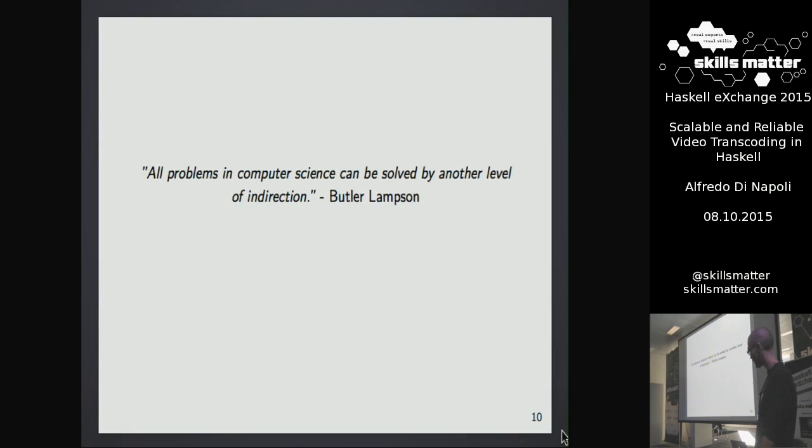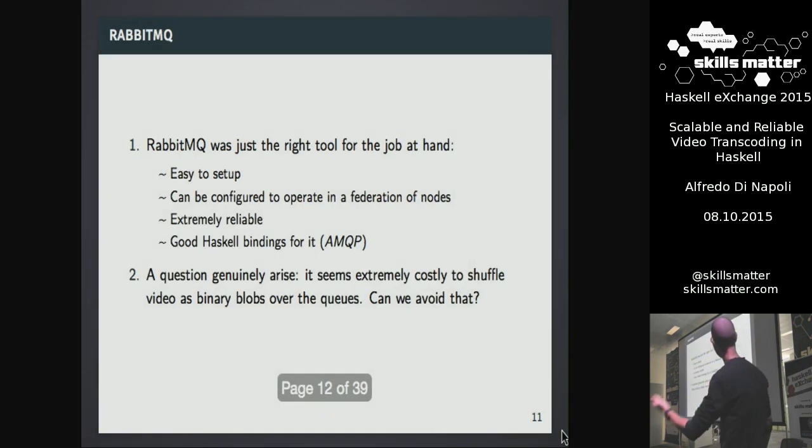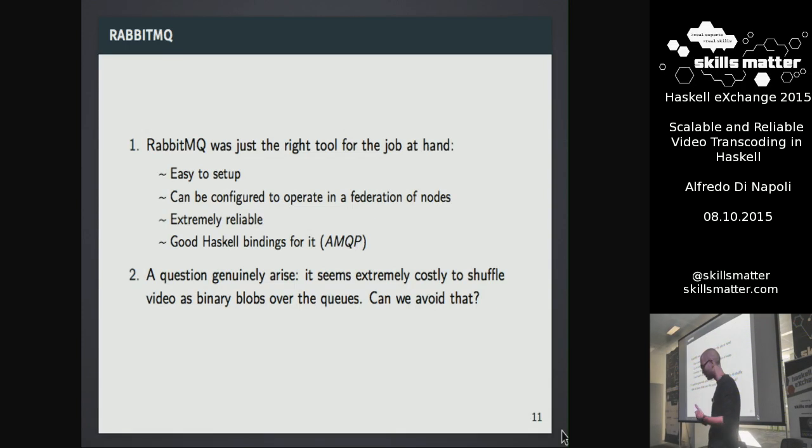And you're familiar with the popular quote from Butler Lampson that all problems in computer science can be solved by adding another level of indirection. So I started to add my level of indirection, and I picked RabbitMQ. The reason for RabbitMQ was mainly historical. It was the technology I had the chance of interacting with most in my previous work, but in retrospect, it was just a brilliant choice.